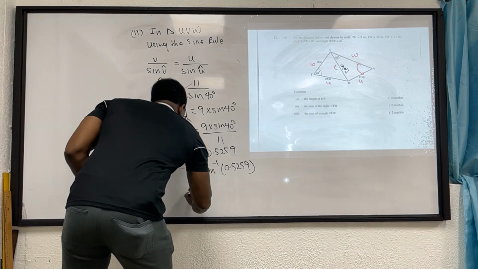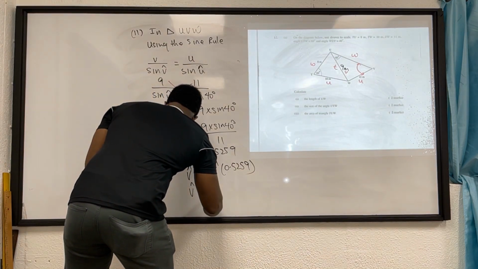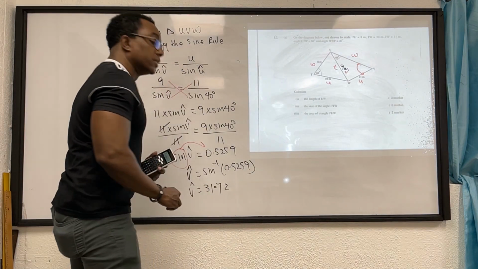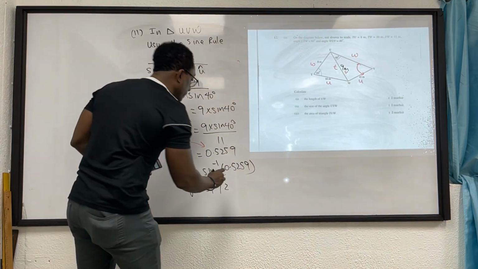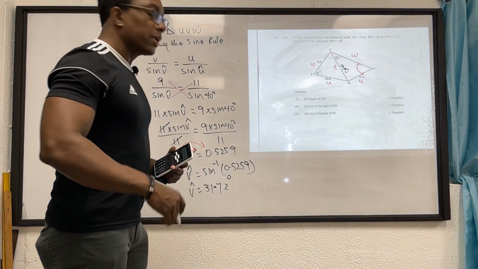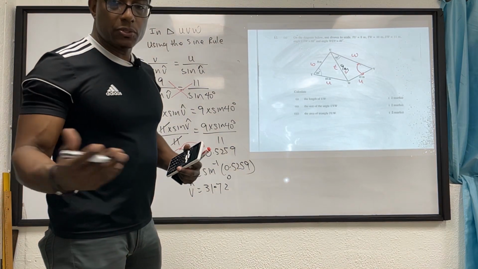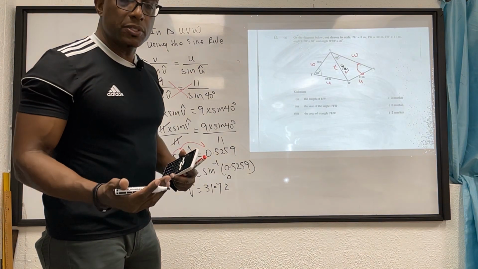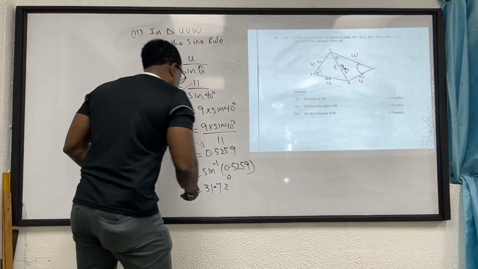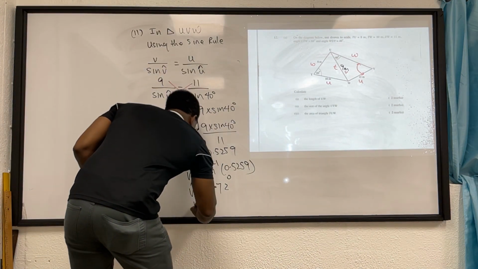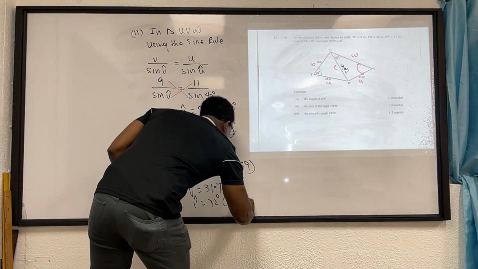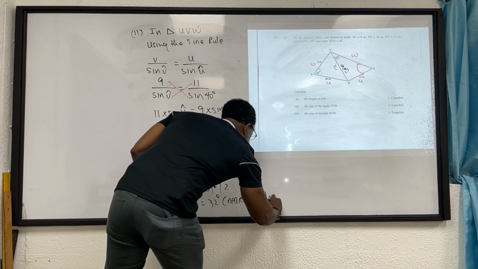So the angle at V is 31.72 degrees. Remember, it's an angle, so we must put degrees. I'm going to approximate it to the nearest whole number, since they didn't specify any number of significant figures or decimal places. So the angle at V will be 32 degrees, to the nearest whole number.